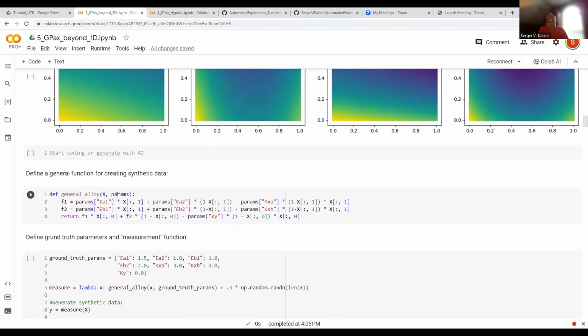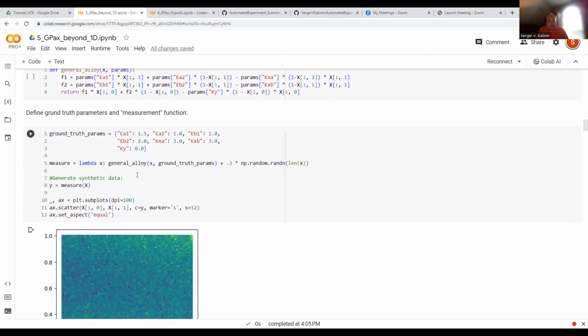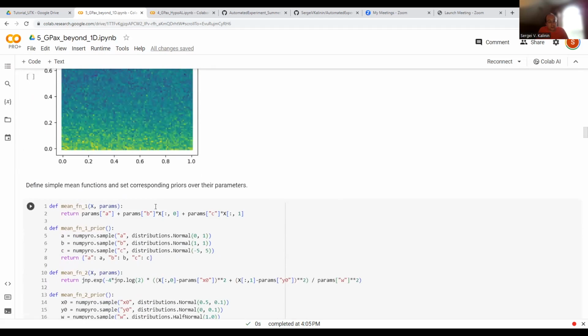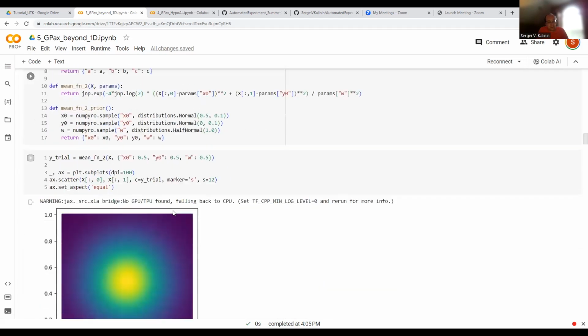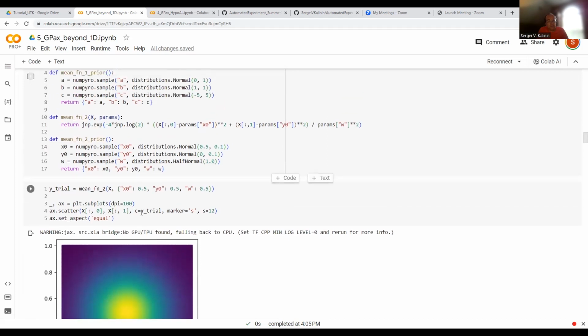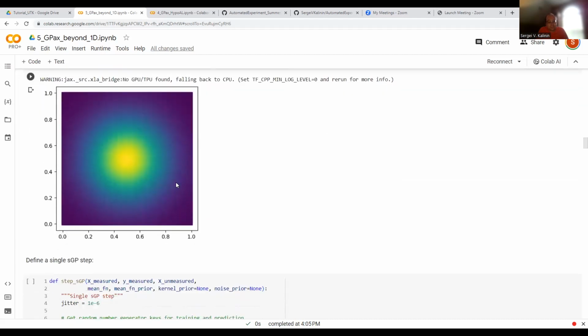Then we have to go through the same process and define our ground truth functions. So we define our ground truth parameter. This is our chosen model and added noise. And we define our mean functions, and we define a trial function. The trial function is something that we are going to use to fit our data in this case.